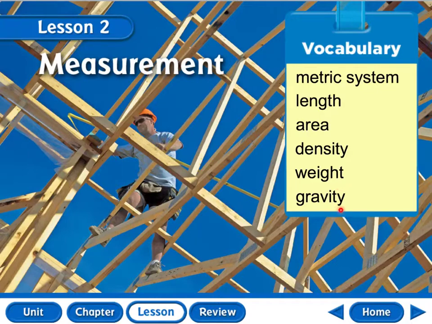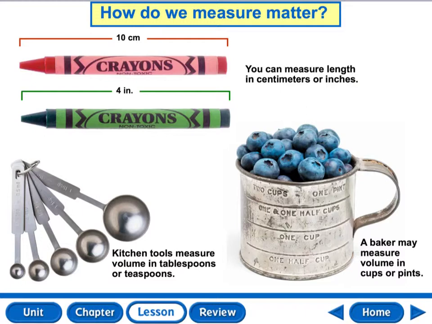Let's hop to it. In the last lesson, we talked about how to describe matter using its properties or its characteristics. In this lesson, we're talking about measuring matter. How do we measure matter? Well, we can measure matter using a couple different things. The thing that we usually use is something called standard units. A standard unit is a measurement on which people agree. Standard units can be centimeters, inches, tablespoons or teaspoons, cups or pints. That's something that everybody can agree upon. We always know that they're going to be the same, no matter where you are.